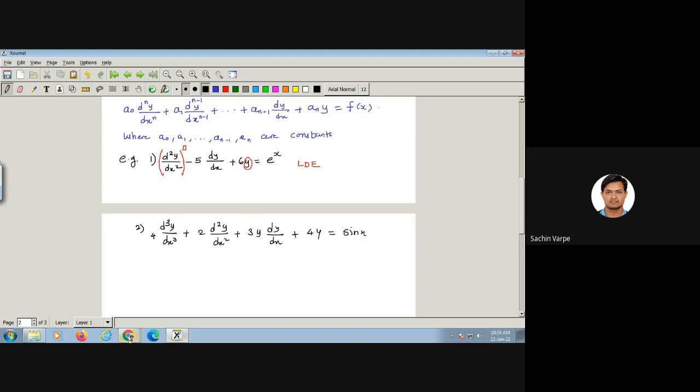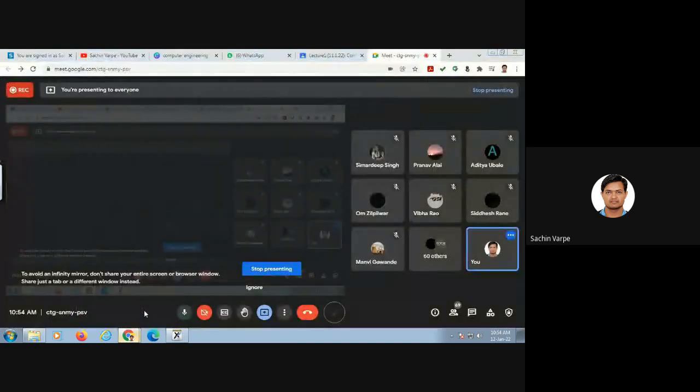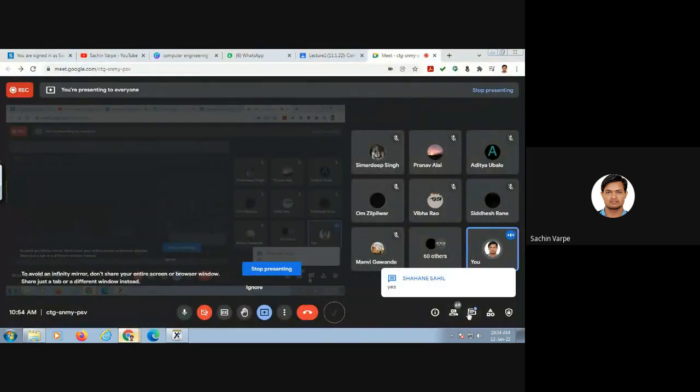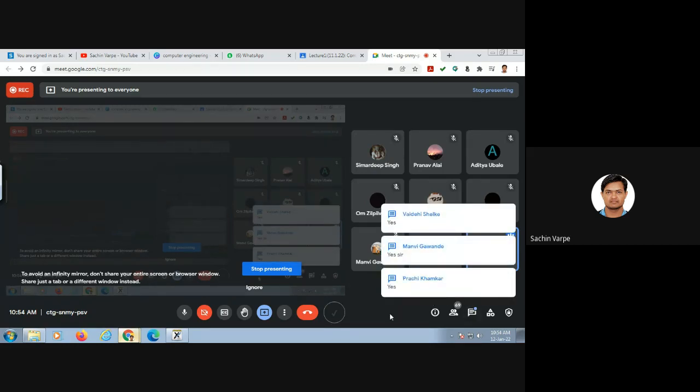Everyone should reply in the chat box. Is it linear? Yes, sir. Atharva says yes, it is linear. Sahil says it is linear. What about others? Linear, linear, linear. Okay.